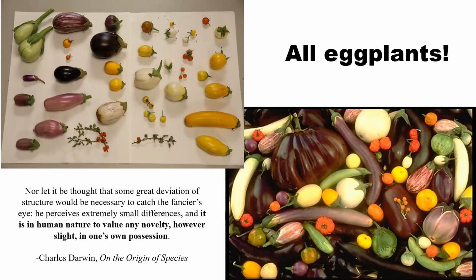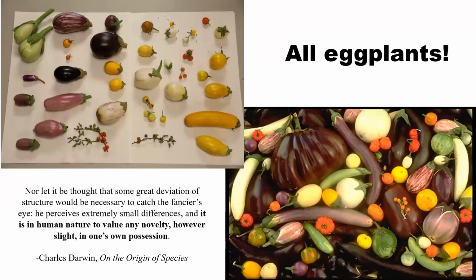phenotypic variations. And this is something that Charles Darwin attributed potentially to this human interest in novelty. I have this quote here from On the Origin of Species, and it mentions that it's in human nature to value any novelty, no matter how slight, in one's own possession. If you're the only one that has that white eggplant or the striped purple eggplant, whatever it might be, and you're a subsistence farmer maybe, and you think this is really unique and nobody else has ever had it, you're more likely to grow those things. And then there's this compounding pattern over thousands of years.